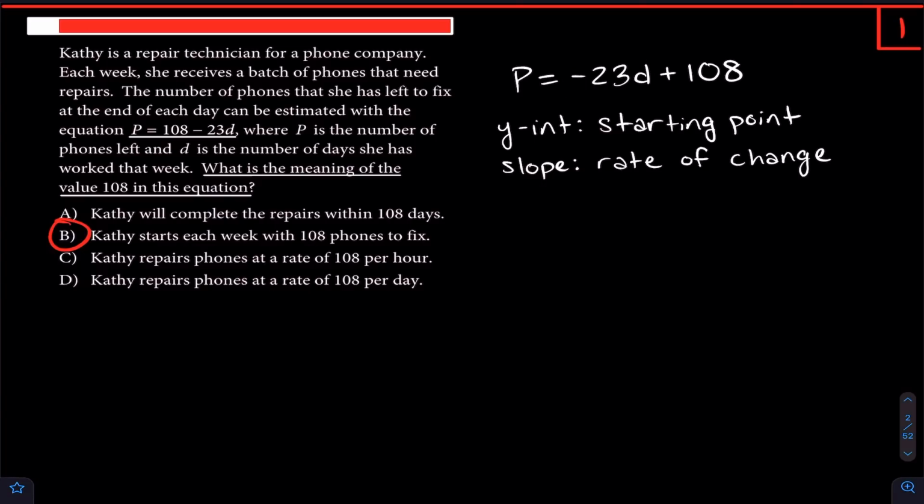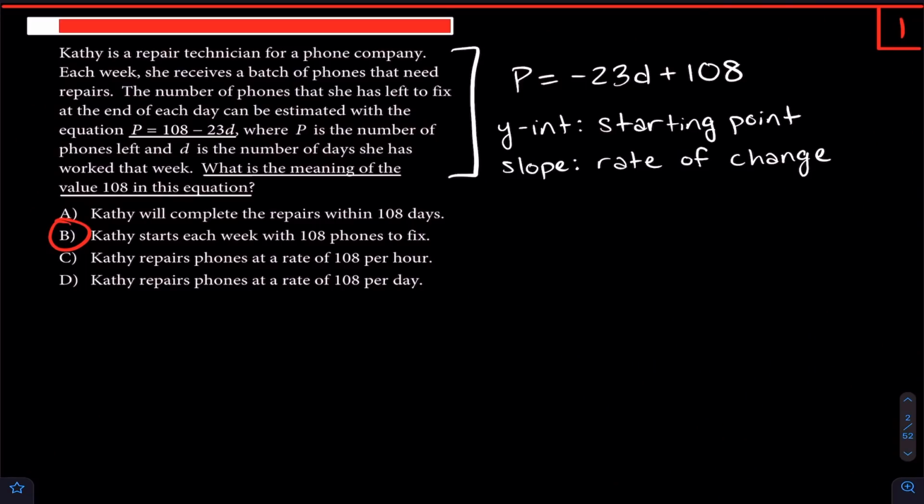So it's not those answers here, but choice B says Kathy starts each week with 108 phones to fix. And that works with what the y-intercept is. So you might get the gist of what I'm saying here, right? The y-intercept is the starting point, so we know how to solve this problem.